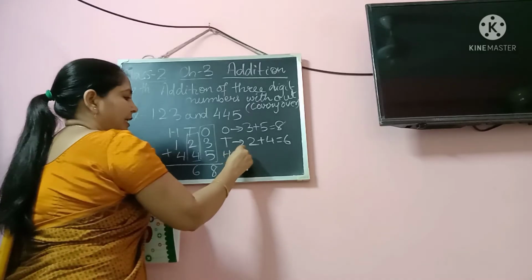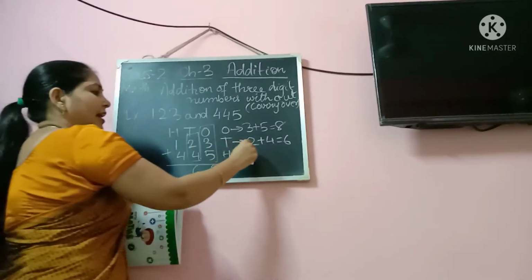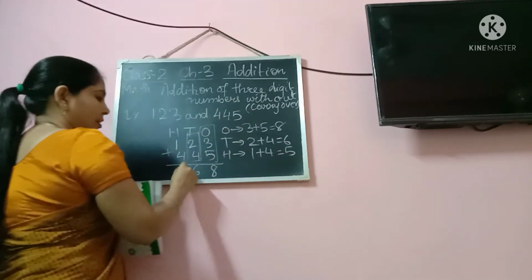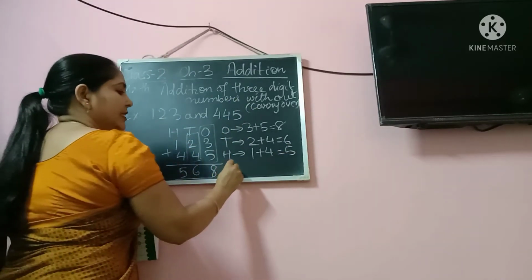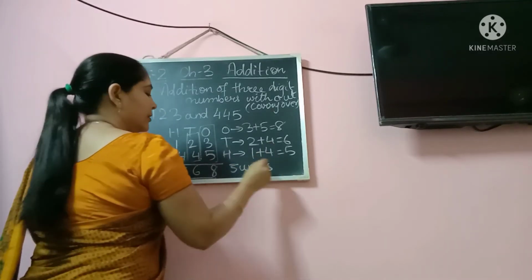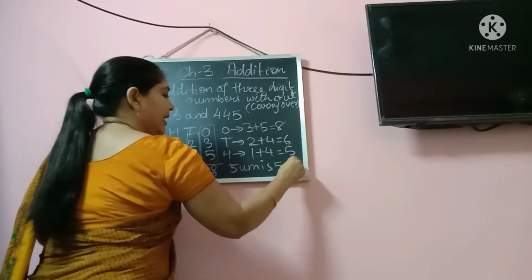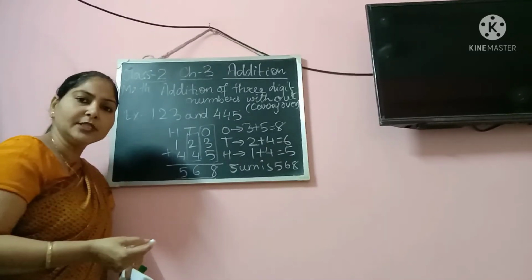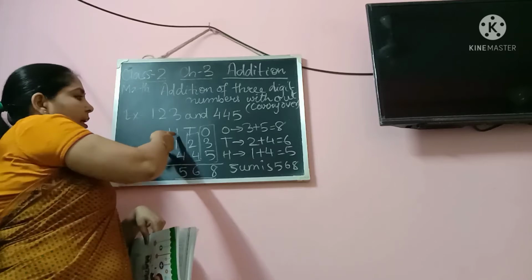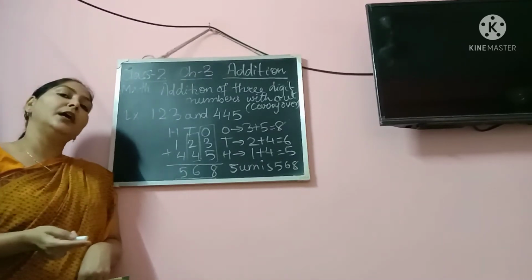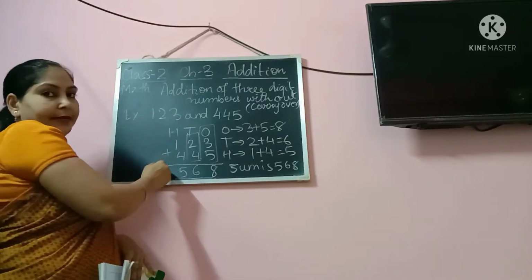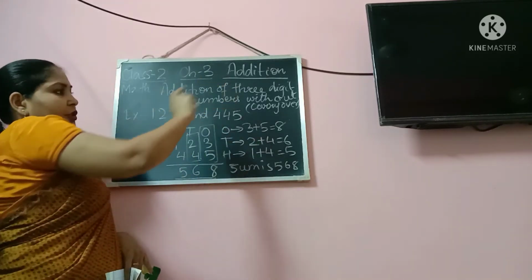Again in the hundreds place, 1 plus 4 is equal to 5. And so our answer, the sum, is what? 568. Isn't it so simple? Yes, it is simple. Only the thing is that here one more place value has been included in this 3-digit number.